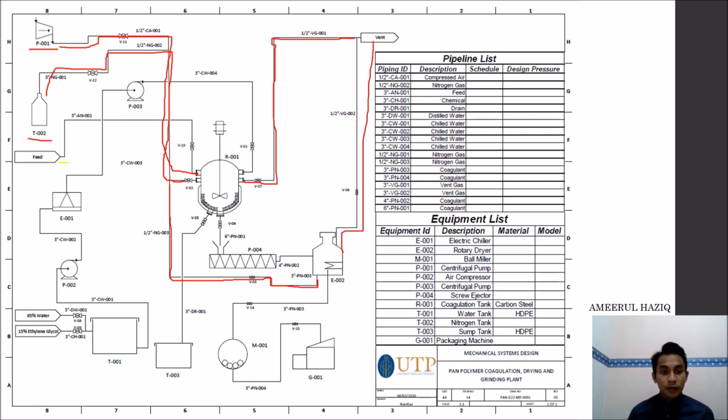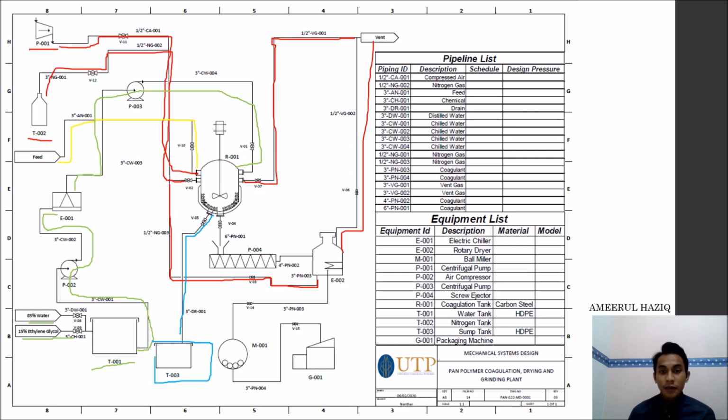Then feed will enter the vessel R001 through this line. The feed will then cool rapidly by chill water immersion coagulation. The chill water is supplied by water tank T001 containing 85% of water and 15% of ethylene glycol. The mixture is then pumped to the electric chiller E001 before it goes into the vessel. Since the PAN is insoluble in water, it is easier to separate using filtration technique since there is nothing in our vessel. The wastewater will be drained through this line into the sump tank T003.